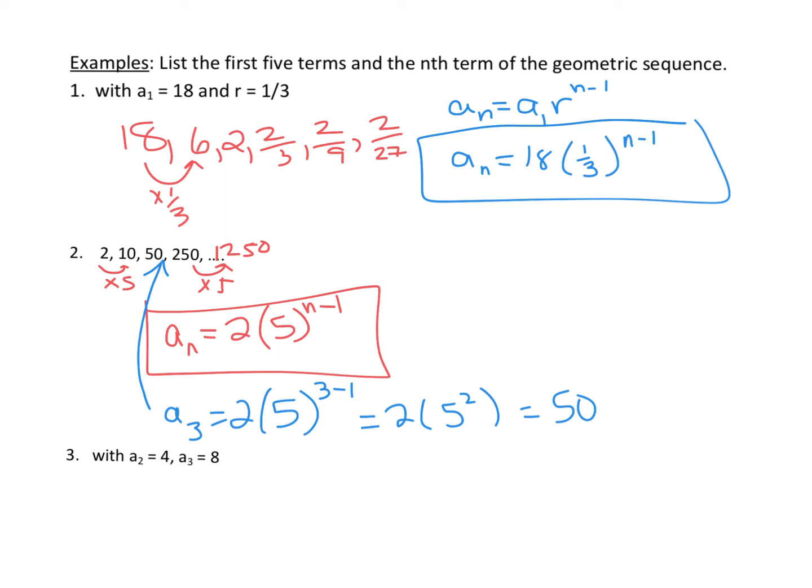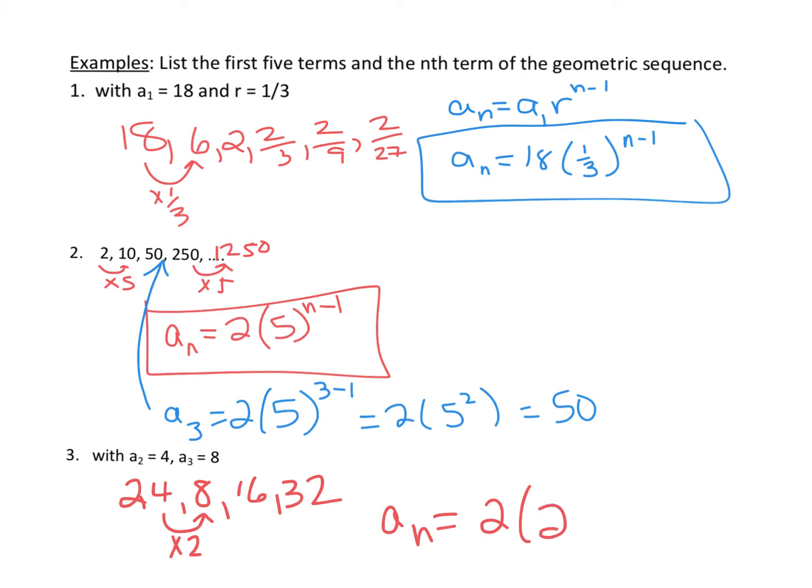For number 3, this one is actually a lot easier than it might seem. You have the second and third term. Basically, you'll notice that to get from the second term to the third term, you just multiply by 2. So your common ratio is going to be 2. So our first term would have been 2. Fourth term is going to be 16. Fifth term is 32. Same idea for writing the formula. You get a sub n is equal to your starting term of 2 times your common ratio, which is also 2, to the n minus 1.